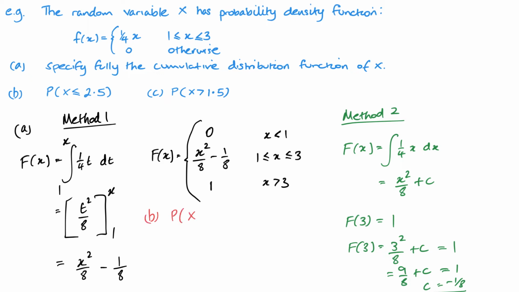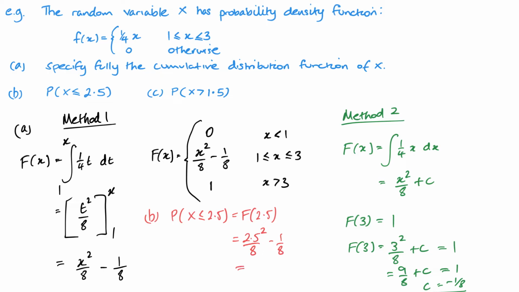So we're looking at when x is less than or equal to 2.5. So that means we're looking at f of 2.5. So all that means is I'm substituting 2.5 into here. So that gives me 2.5 squared over 8 minus 1 over 8.